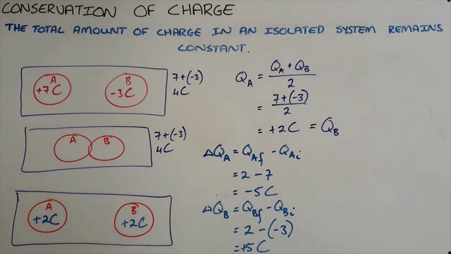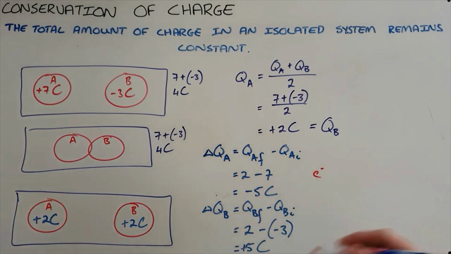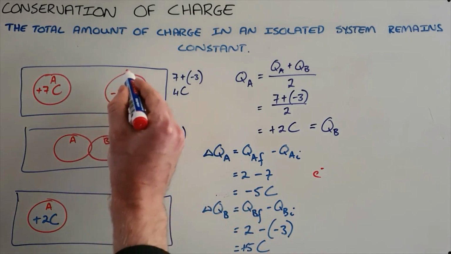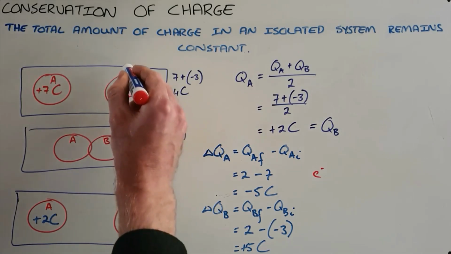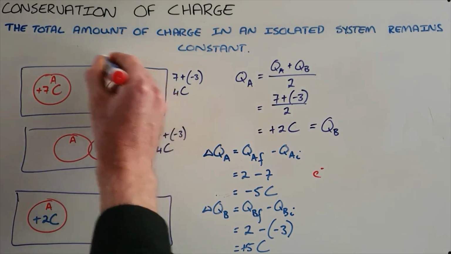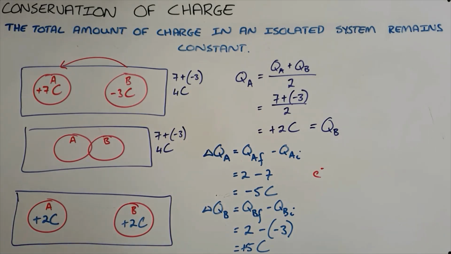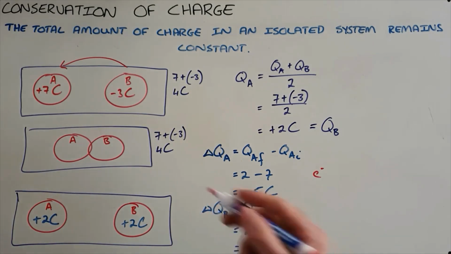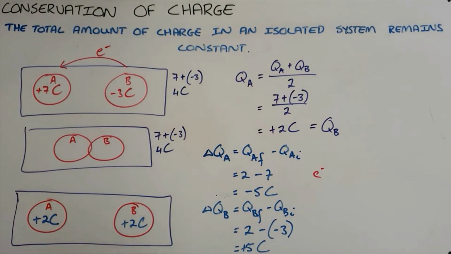So the only charge that can ever be transferred is electrons, so it's always the electrons that are transferred because they are free to move. As we can see, the electrons would go from the object with more negative charge towards the object with less negative charge. As we can see, B is negatively charged, therefore has an excess of electrons, and the electrons would therefore be transferred from B to A.